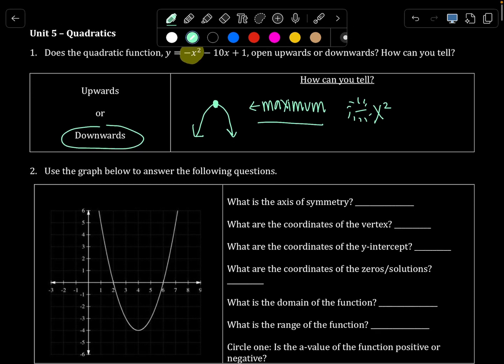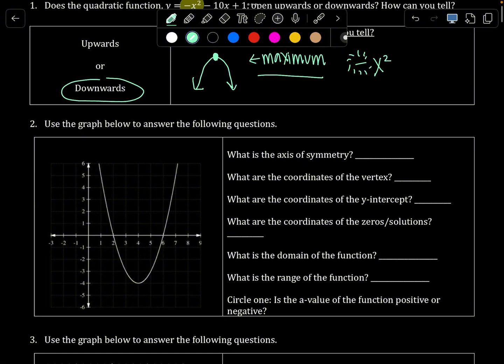All right, sweet. So now we go to number 2. What is the axis of symmetry? Let's go ahead and split the parabola into 2 equal parts. It's a vertical line, x equals 4. What is the vertex? Go to the point there. You start at the origin, go to the right 4, down 4.